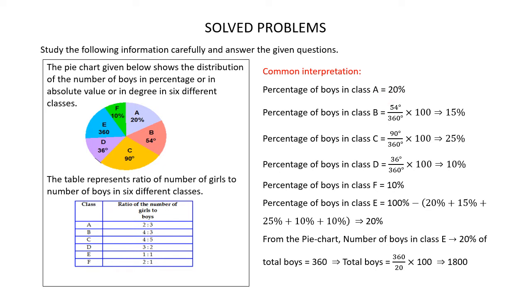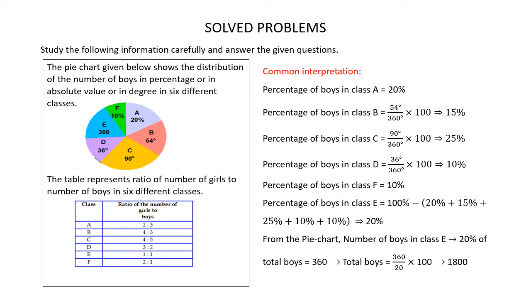Now for class B it's given as 54 degrees. Now we know that 360 degrees is equal to 100%. So 54 degrees is equal to 54 degrees divided by 360 degrees multiplied by 100, which is nothing but 15%.